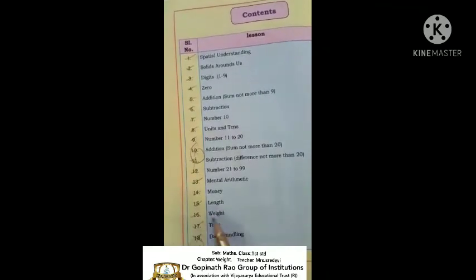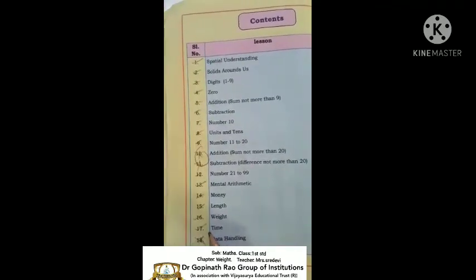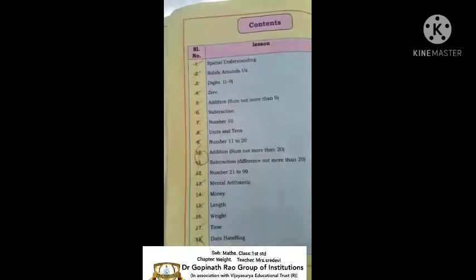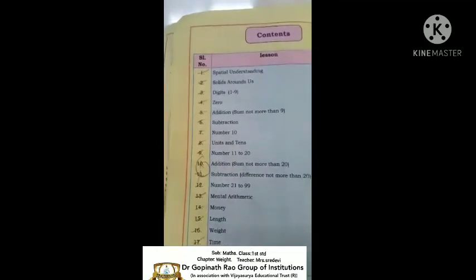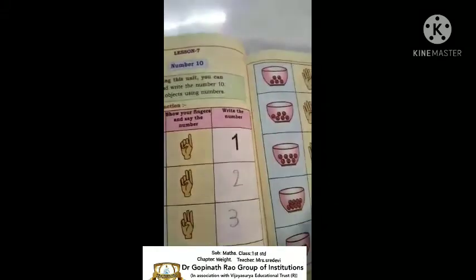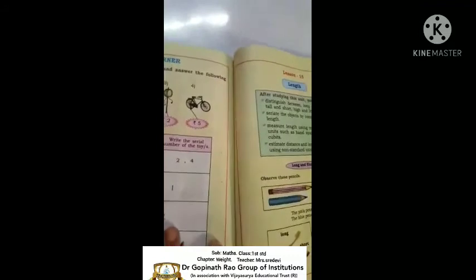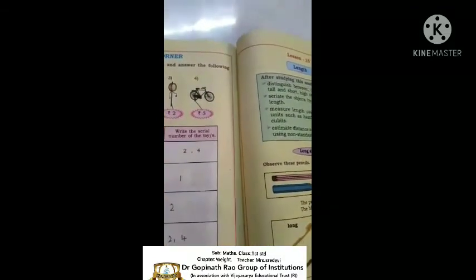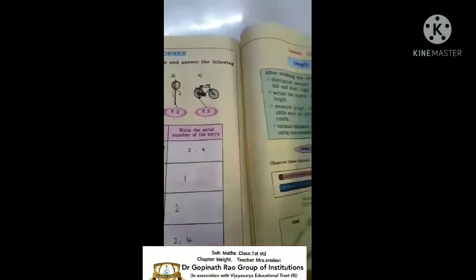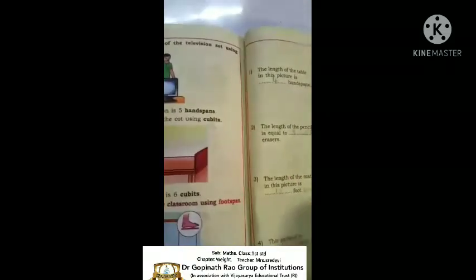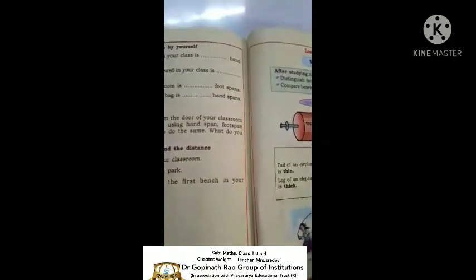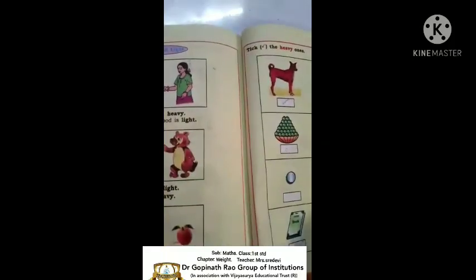So I will record time and send it. After that I will send all the revision sheets for you all, children. What you all will do, you will take the printout and practice. I'll send revision sheets based on all topics. Take the printout and start practicing, children, for your annual exam.